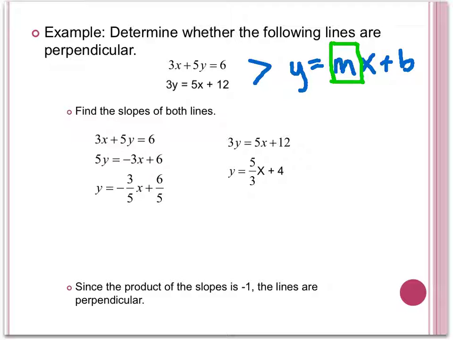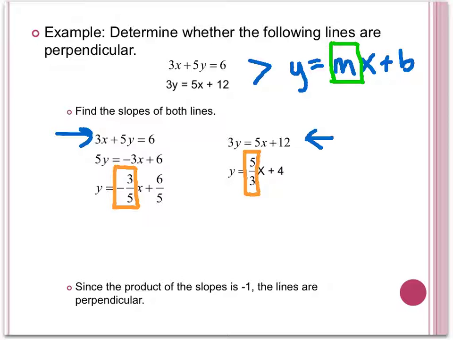So for the first equation, we have 3x plus 5y equals 6. When solving for y, we see that y equals negative 3/5 x plus 6/5. And the slope here is negative 3/5. It's the number in front of the x. For the second equation, we have 3y equals 5x plus 12. Again, when solving for y, we see that y equals 5/3 x plus 4.